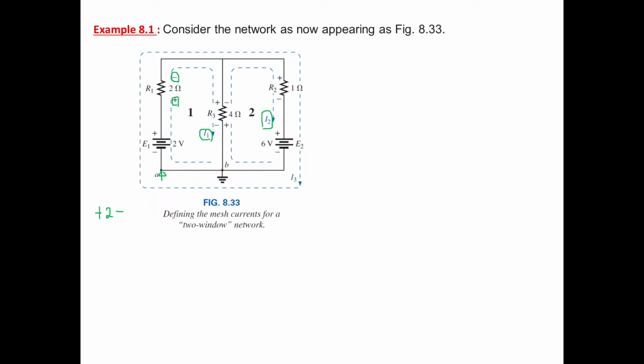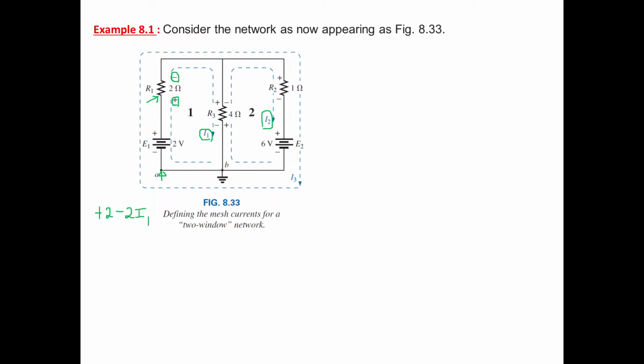So what is the drop? Drop is the product of current and resistance. So in resistance R1, what is the current flowing? In resistance R1, the current flowing is I1. So we have to put 2 times I1. Now come to the next element. What is the next element?